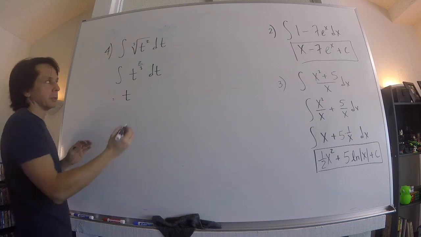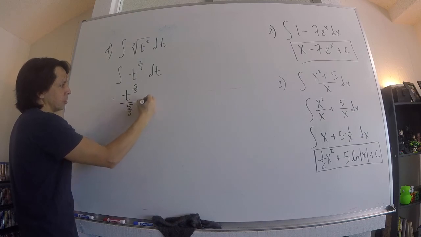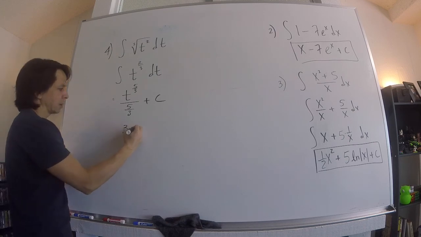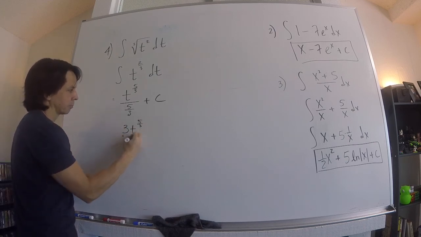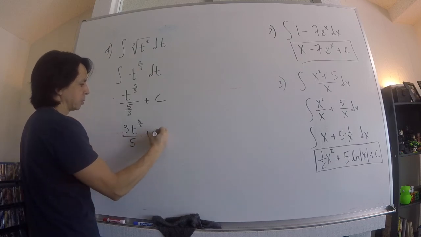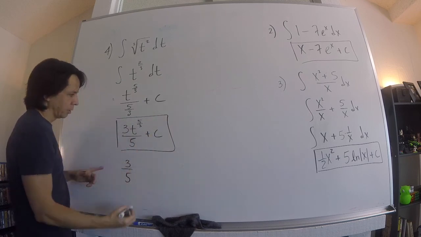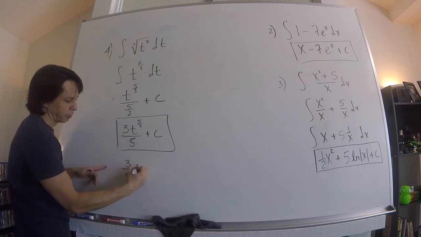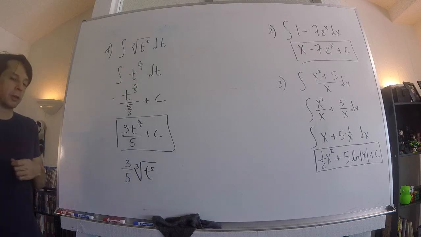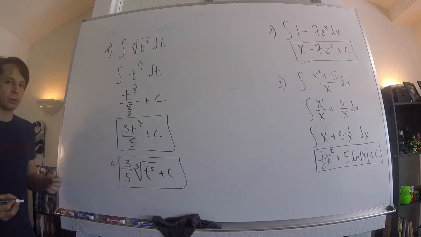Add 1 to that, it's going to be 5/3, over 5/3, plus c. You don't want a fraction within a fraction, so you don't usually want a fraction in your denominator, so 3/5 t to the 5/3 plus c is your antiderivative there. If you wanted to rewrite it as a radical, the 3 in the bottom makes it a cube root. The 5 on the top makes it a 5th power. Cube root of t to the 5th would be the way to write it as a radical, just as a review, but for the purpose of this, either one is good.